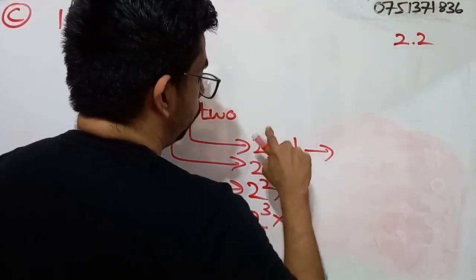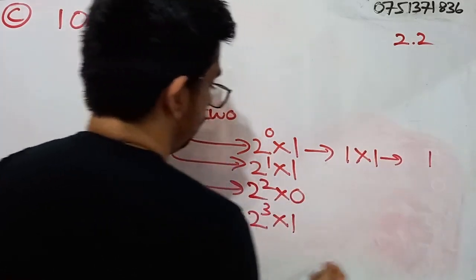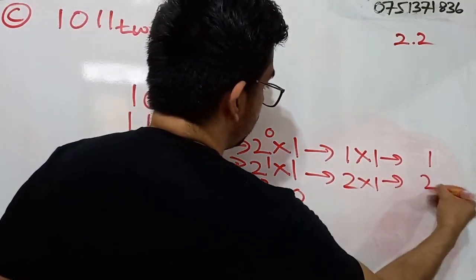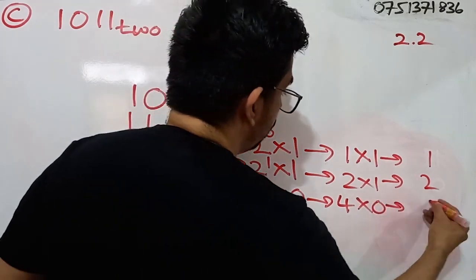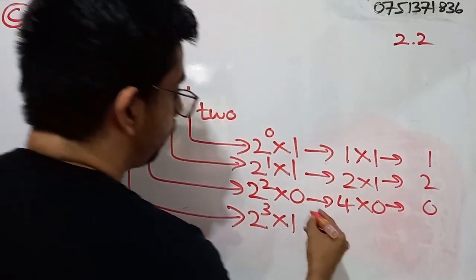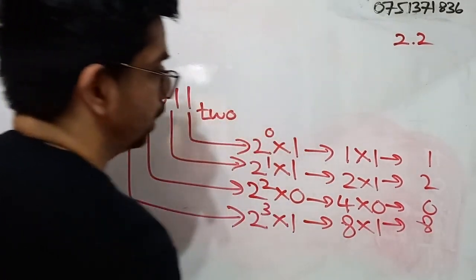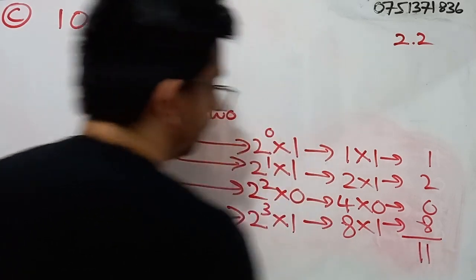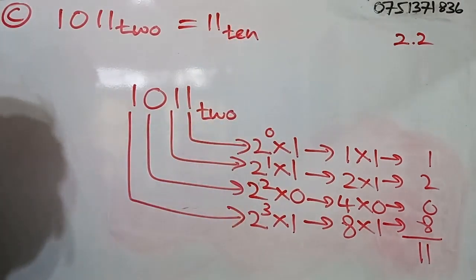Right? 2 to the power 0 means what? 1. 1 into 1. So we will get 1. 2 to the power 1, that is 2. 2 into 1, we will get 2. 2 to the power 2 is 4. 4 into 0, what do we get? 0. 2 to the power 3, that is 8. 8 into 1, we get what? 8. So when we add these values together, what do we get? 11. So this is equal to what? 11, the base is 10.